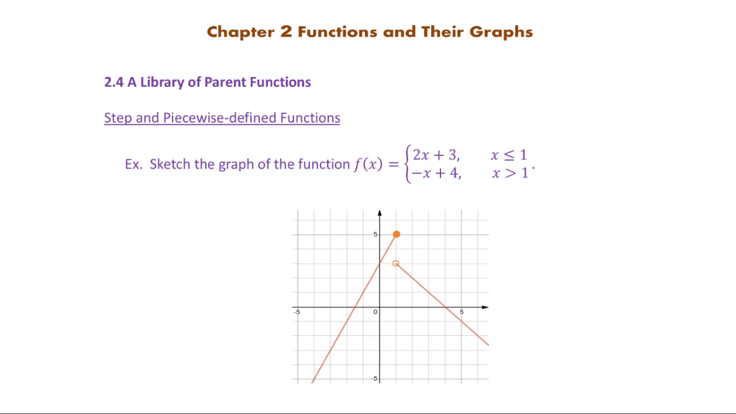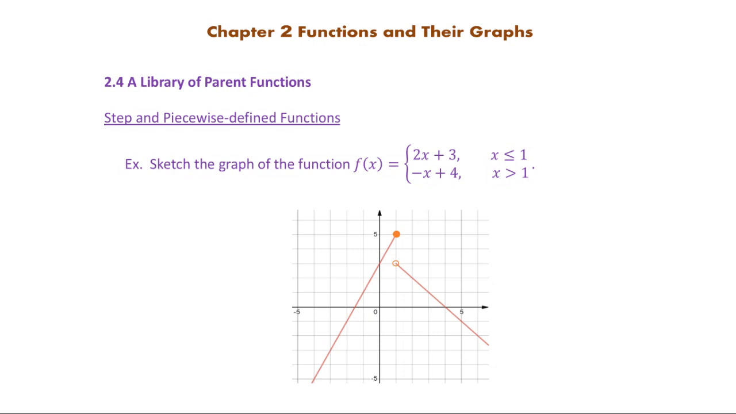Okay. One of the difficult parts for piecewise defined functions is to graph it. I think we talked about this before, but let's just do one more example of graphing of piecewise defined functions. So in this example, we sketch the graph of the function f of x equal to 2x plus 3 for x less than or equal to 1, and f of x equal to negative x plus 4 for x greater than 1. All right.